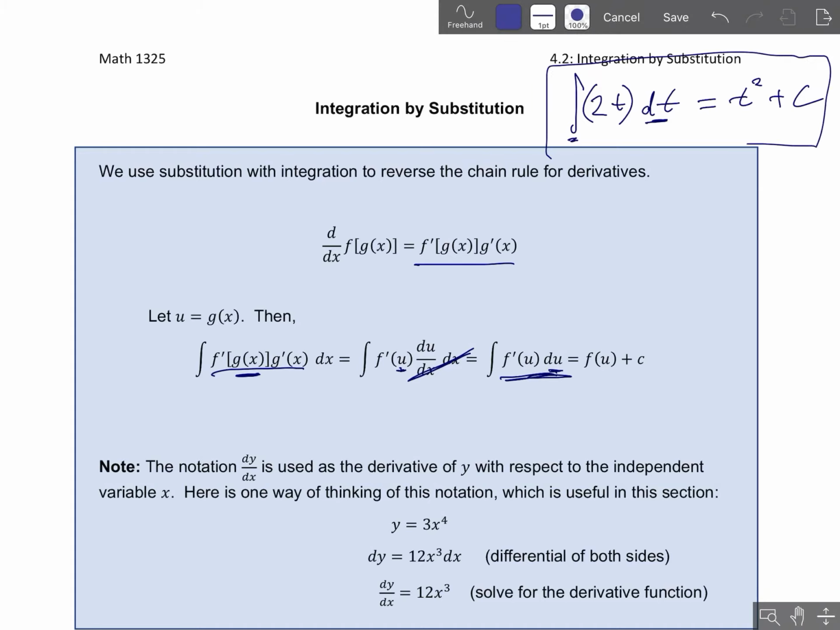Just like up here at the top right, we weren't integrating with respect to x, we were integrating with respect to t, and we knew how to integrate that top expression with respect to t. We're doing the same thing here with our new variable u.